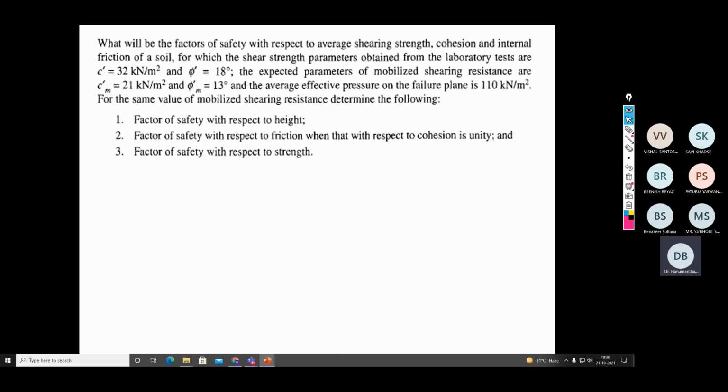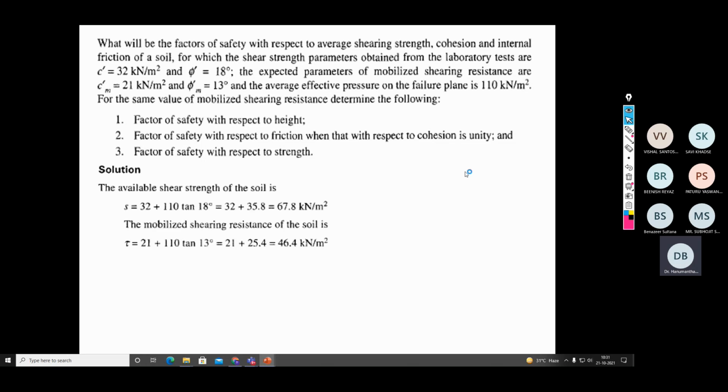I hope others are following. The first three are straightforward, so there is no issue. But when it comes to the height, you are asked to determine the factor of safety with respect to height. Which strength do you need to take? Average shearing strength or the mobilized shearing strength? Either way, you need to link the critical height with the factor of safety value.